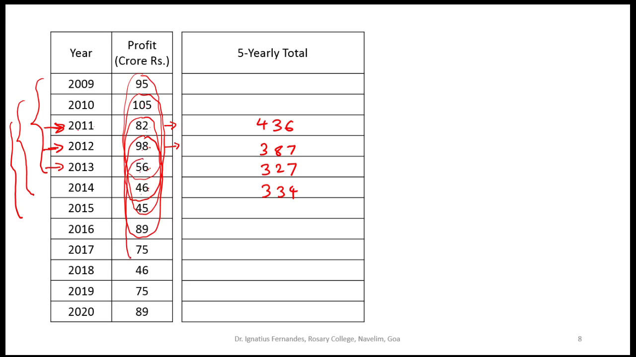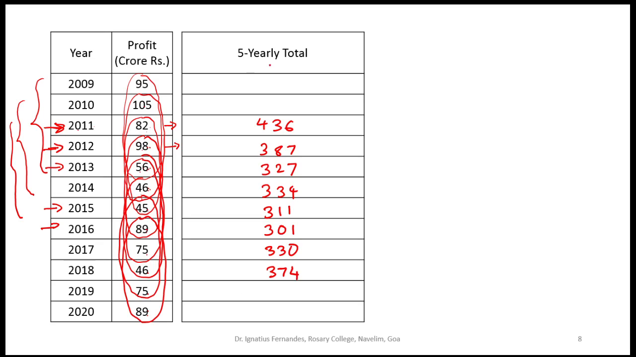Next we go to the next 5 years, which comes against the middle year 2015: 56 plus 46 plus 45 plus 89 plus 75. That comes to 311. Then the next 5 years, which comes against 2016. The total is 301. Then the next 5 years. This total comes to 330. And finally the last 5 years: 89 plus 75 plus 46 plus 75 plus 89. This comes to 374.